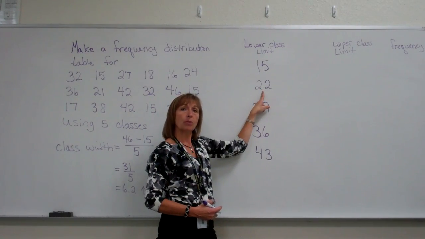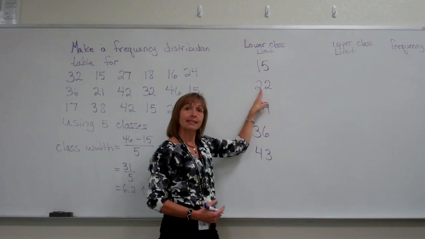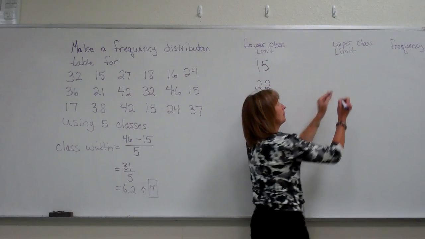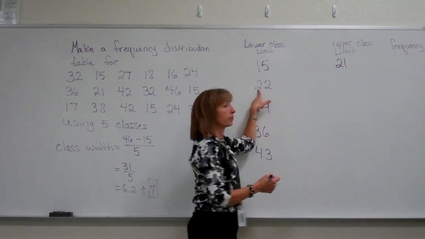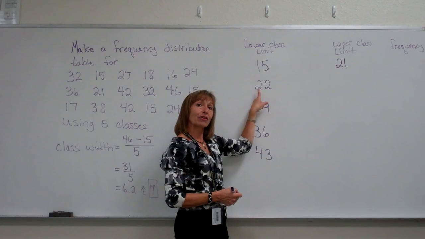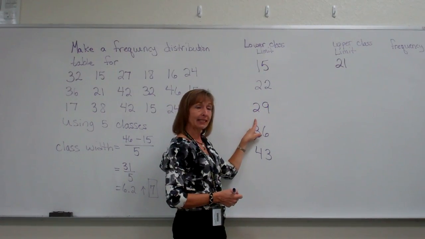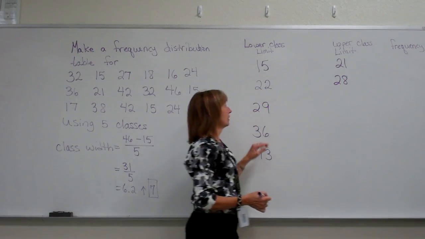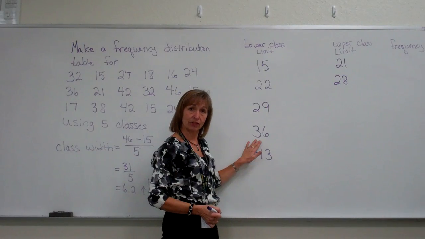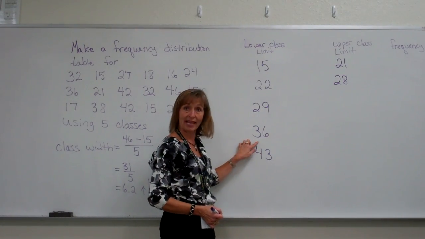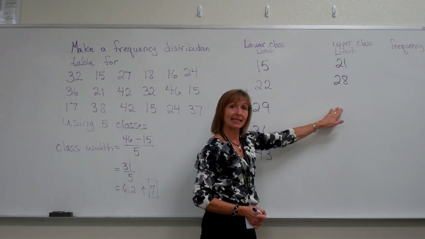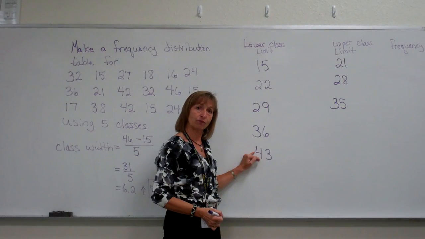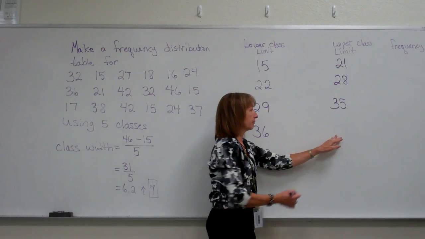So the nearest whole number right before 22 is 21. So this first class will have a lower class limit of 15 and an upper class limit of 21, the whole number right before 22. Now the third class is going to start at 29, so the second class had to end at 28. The third class begins at 36, the fourth class begins at 36, so the third class had to end at 35. The fifth class begins at 43, so the fourth class had to end at 42.